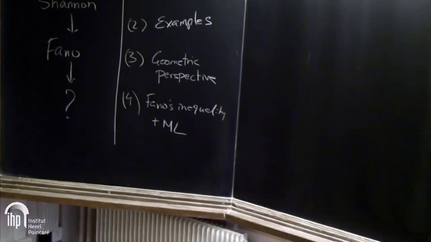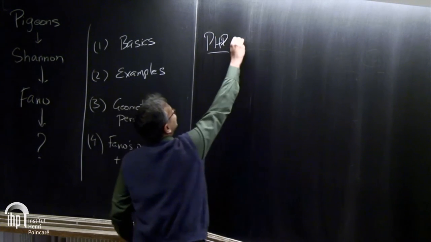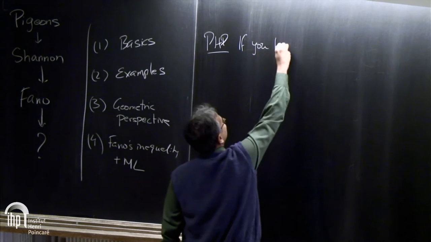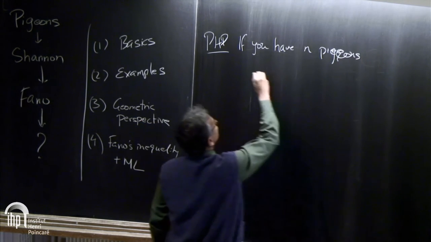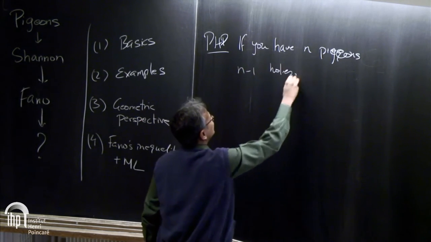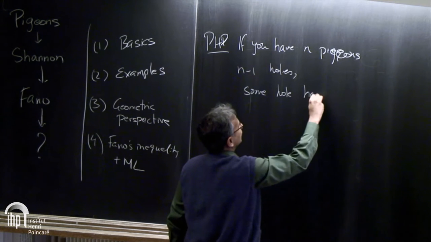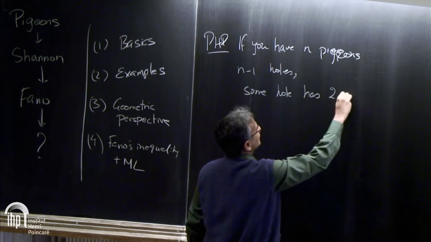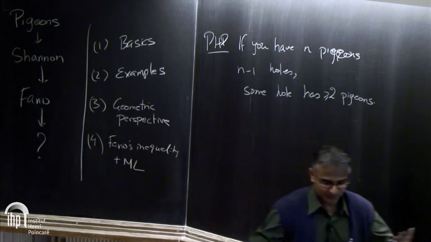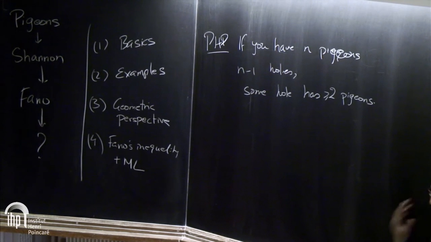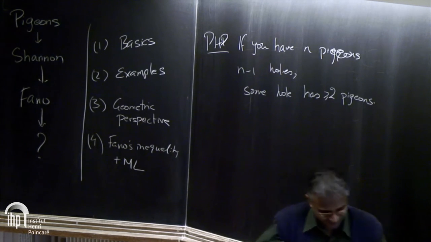So pigeons. We all know the pigeonhole principle: pigeons in n minus one holes, some hole has two pigeons. Nothing particularly surprising about this. This is one of the most basic tools we use. You teach an undergrad class in algorithms, you might introduce this at some point, and people will laugh, and you'll explain to them how useful it is, and they won't believe you, but in fact it is.